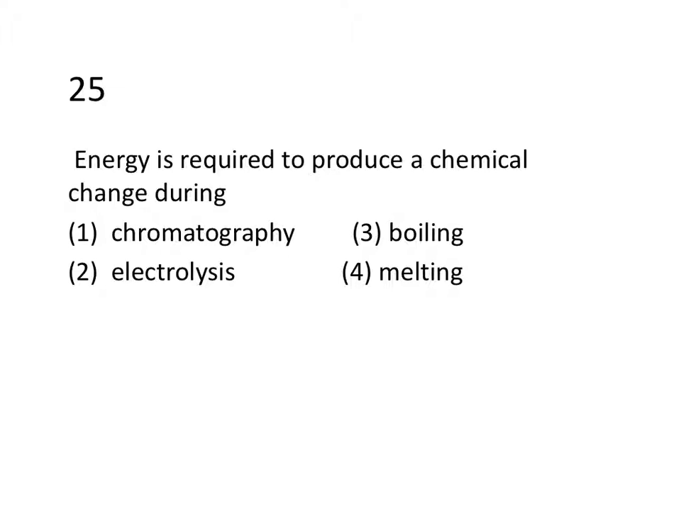Energy is required to produce a chemical change doing what? First of all, the key words here are chemical change. So which one is going to undergo a chemical change? Well, boiling and melting are phase changes, and a phase change is a physical change. Chromatography is a separation method, so there is no chemical change here. So by elimination, the only possible answer will be electrolysis.